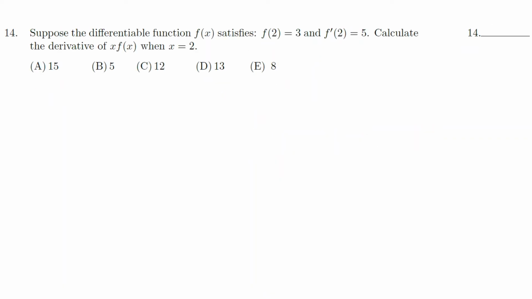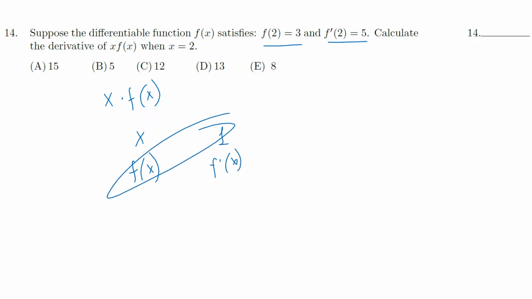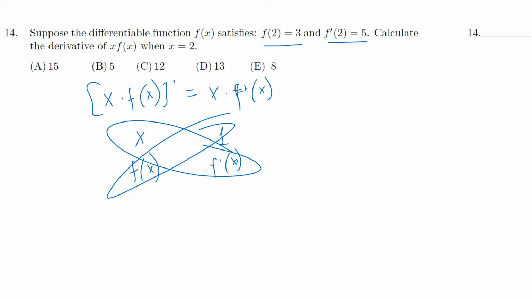Next. Suppose the differentiable function f of x satisfies f of 2 is equal to 3, f prime of 2 is equal to 5. Calculate the derivative of x times f of x. This problem itself is phrased in a super weird way, but whatever. So here we got x, we got f of x. The derivative of x is 1, the derivative of f of x is f prime of x, and we do it in the box. Again, that's one of the tricks. So if you take the derivative of this product, we're going to get x times f prime of x plus f of x. Now, we need to figure this out at point 2. Therefore, for each x in here, I'm just plugging in 2. So it's 2 times f prime of 2 plus f of 2.